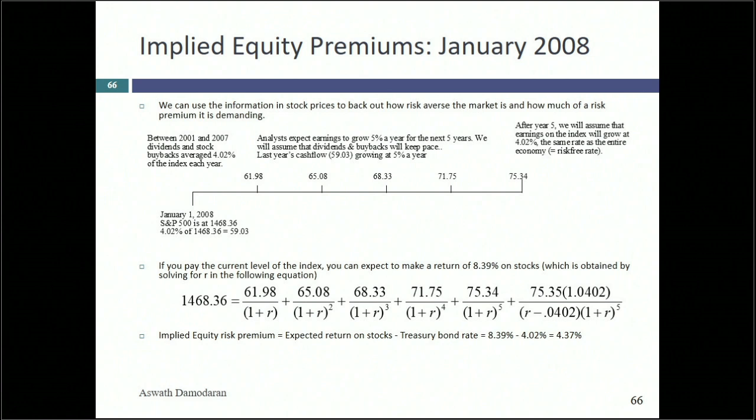You're saying, what does that even tell me? At the start of 2008, if you bought US stocks, I don't care what you hoped you would make, what you prayed you would make, what you told me you wanted to make, given what you were paying for those stocks, you can make 8.39%. The risk-free rate is 4.02%, the T-bond rate. The difference becomes my implied equity risk premium.